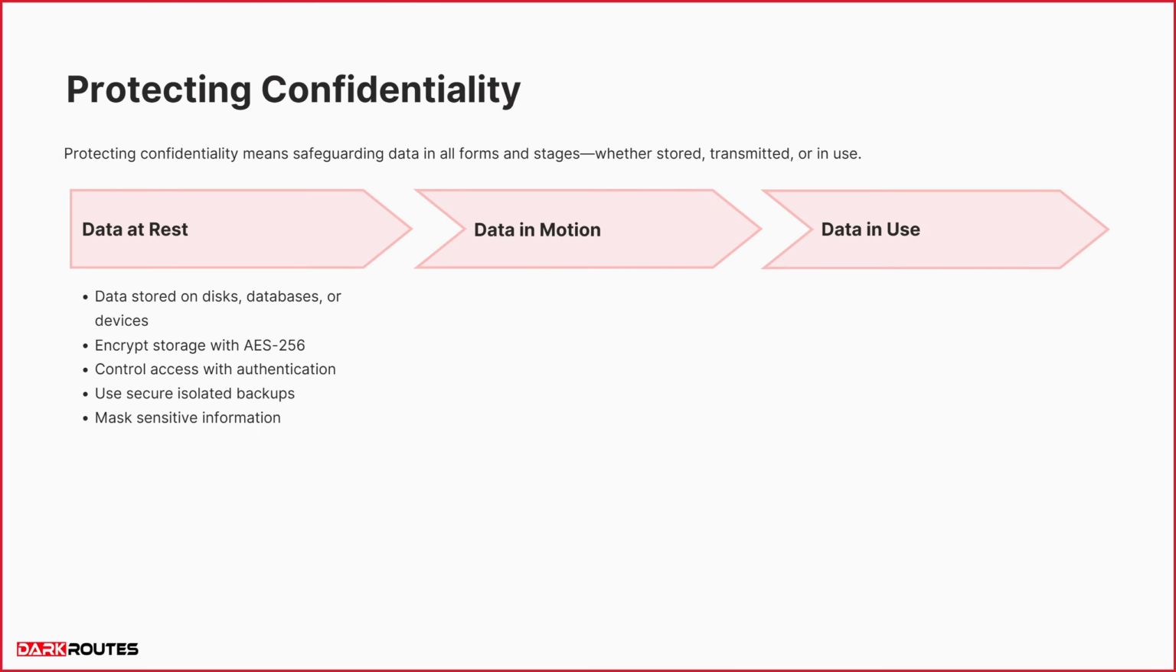Next, you have data in motion, data that is being transmitted across the internet, within internal networks, or between systems. For example, your emails, API calls, or VPN traffic. Now, how do you protect data in motion?